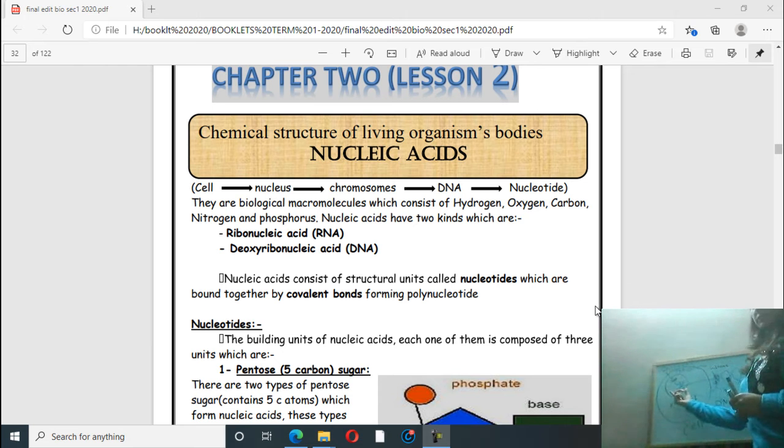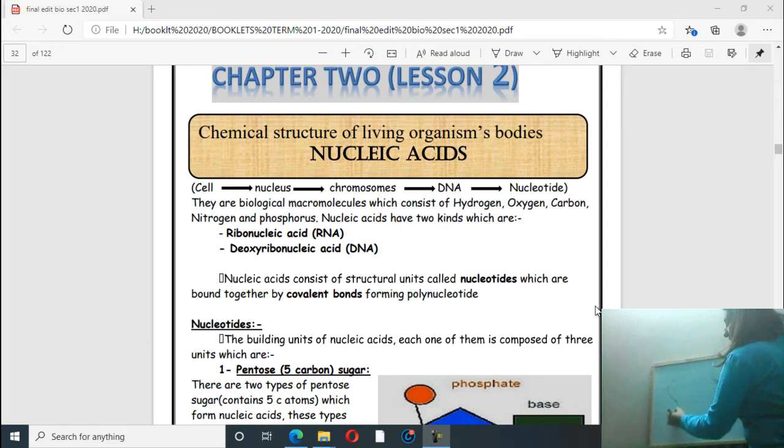So let's summarize it quickly. Inside the cell we have a nucleus, inside the nucleus we have a chromatin reticulum, and the chromatin reticulum is a number of chromosomes. Each chromosome consists of two strands of DNA coiled around each other and coiled around a protein called a histone. So this is the structure till reaching DNA. If we take this DNA strand and unwind it, we can study its structure.